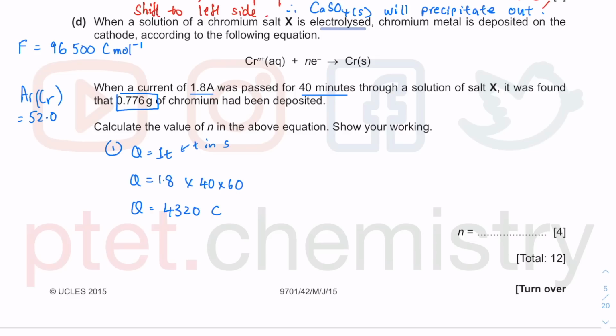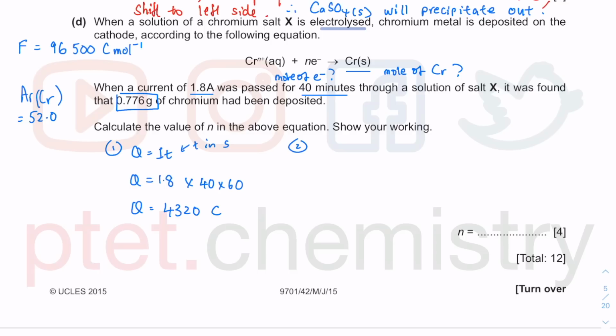So what happens then is we can find the mole of chromium. You can relate that to the mole of electrons, and then you can find N, because you want to find N there. So this is the actual charge that passed through. So what can I say about this?